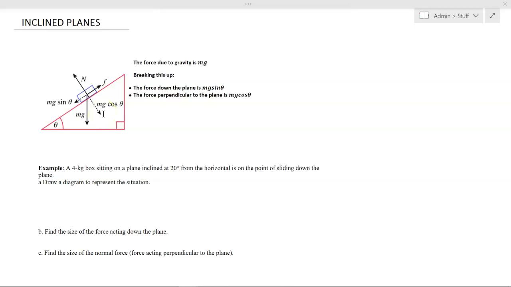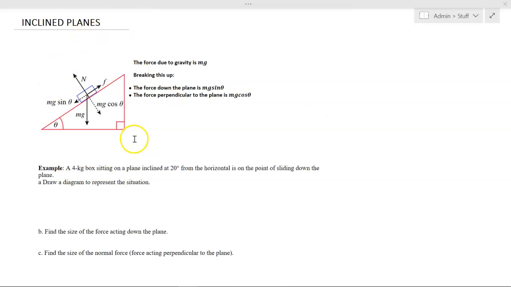Okay, and again, you're going to ask me where I got that if you don't do physics. So in our first example, we've got a 4 kilogram box, m, on an inclined plane at 20 degrees from the horizontal, theta, and it's on the point of sliding down the plane. So what it means is friction will be balancing this sliding force because it's not quite moving, just on the verge of it. So we're going to draw a diagram to represent the situation.